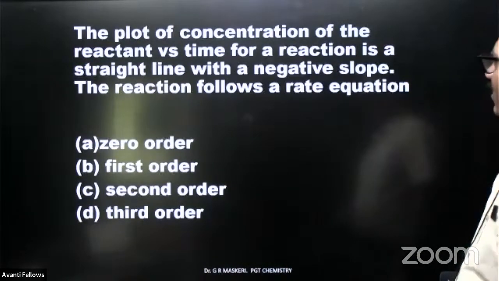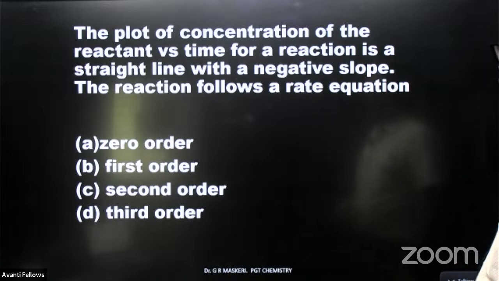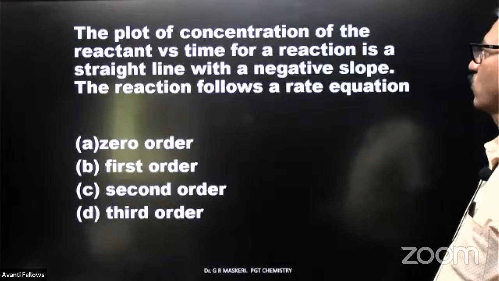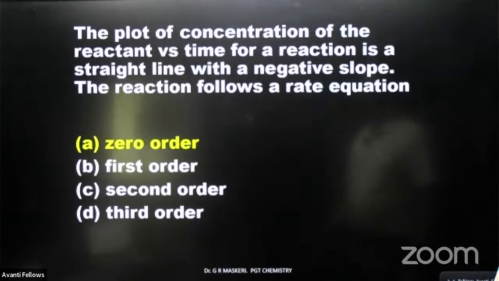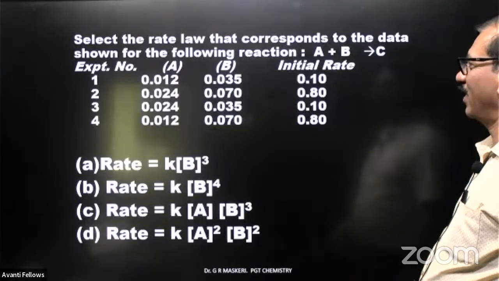The plot of concentration of the reactant versus time for a reaction is a straight line with a negative slope. The reaction follows the rate equation... Option A, sir. Zero order. I think it is zero order. It has already been taken, right? Option A, sir. Okay, fine. It was already done. Again, it has come, right?